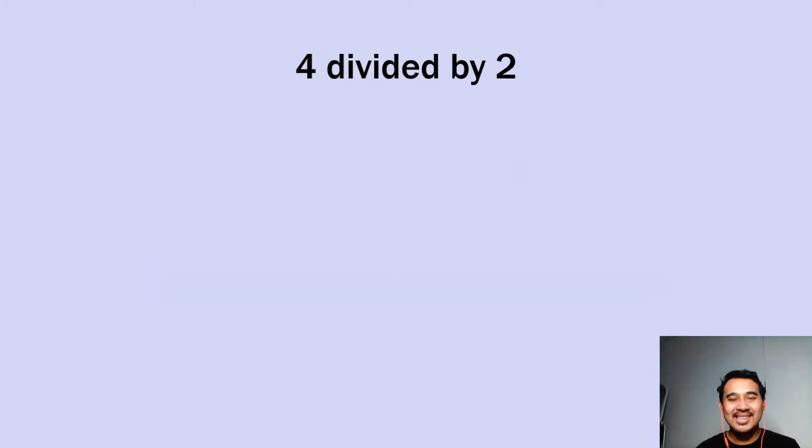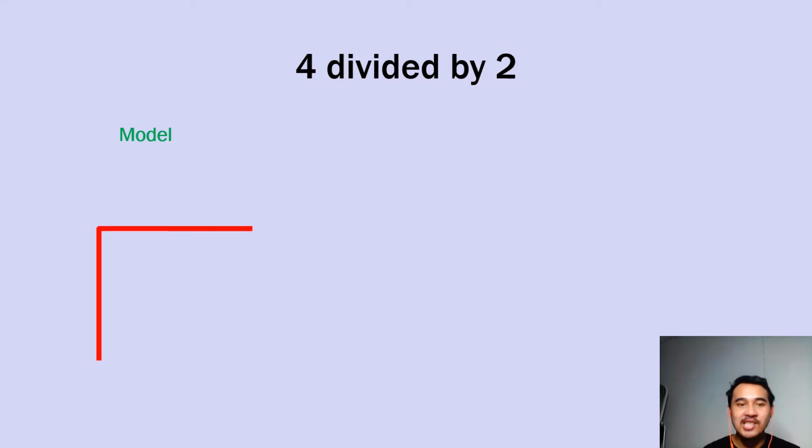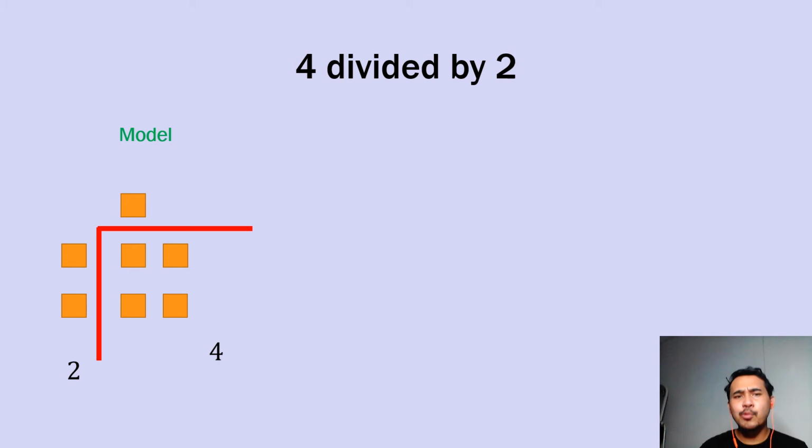Let's have this example, 4 divided by 2. We'll start with the model. We have our dimensions. What we need to do is get the divisor, which is 2. Now we need to make groupings inside which contain 4. We do it one at a time: 1, 2, that would be one group, and then another group. Working on that, 1 divided by 1, the answer is 1. Another 1 divided by 1 is 1. So it makes sense that the answer is 2.